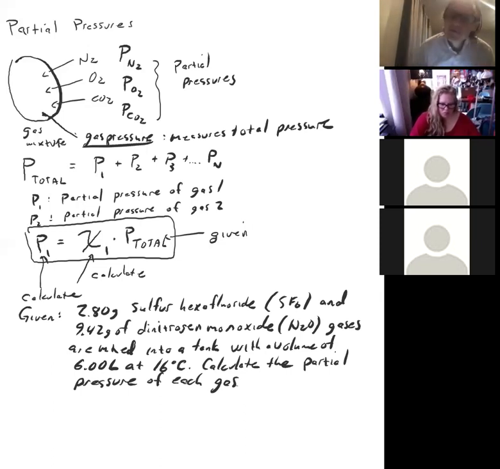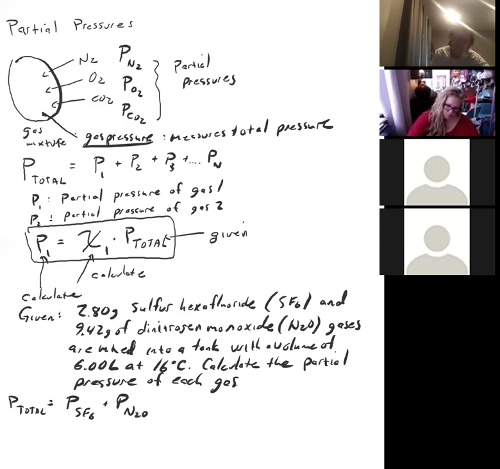So let's take a look at how we go about this. The first step would be to say, if we want to find the partial pressure of each one, I'm going to write it this way. The total pressure is the pressure of the first gas, SF6, plus the pressure of the second gas, the pressure of N2O, right? But we don't know either of those pressures, right? So here's what we're going to do. We know the masses of each one. Okay, we have the masses of each one of them. So what I'm going to do is find the moles of each.